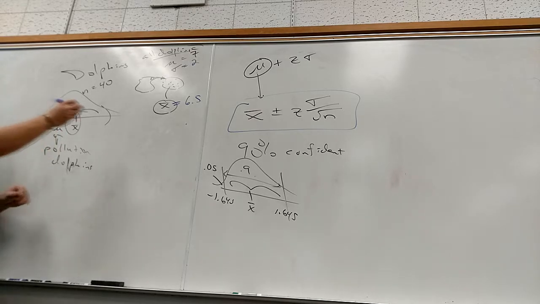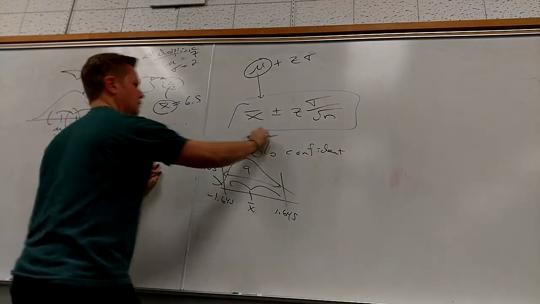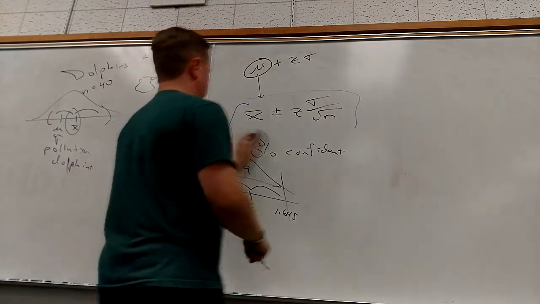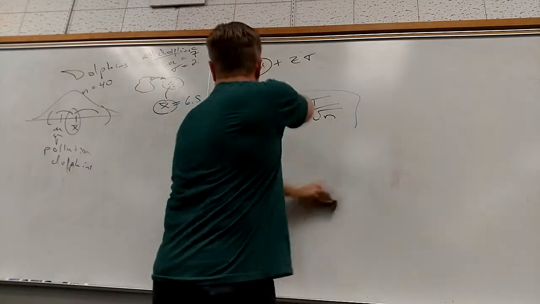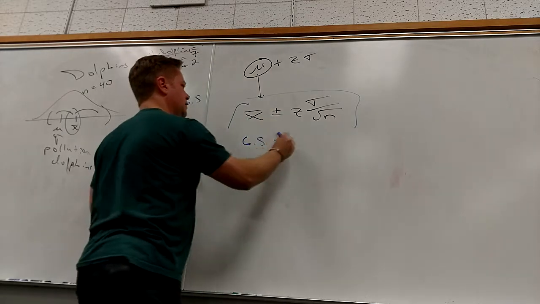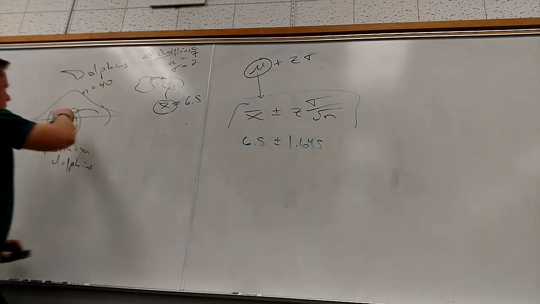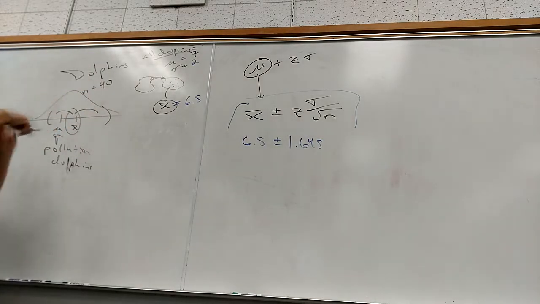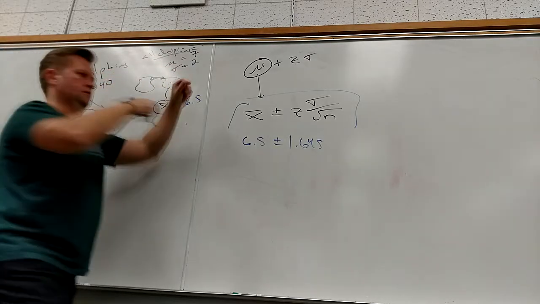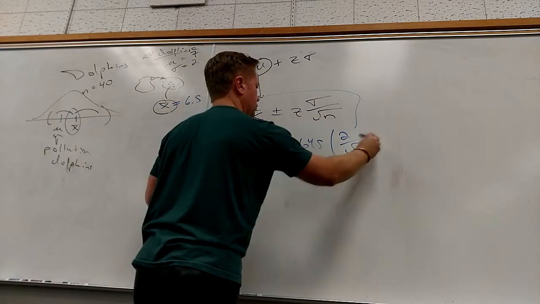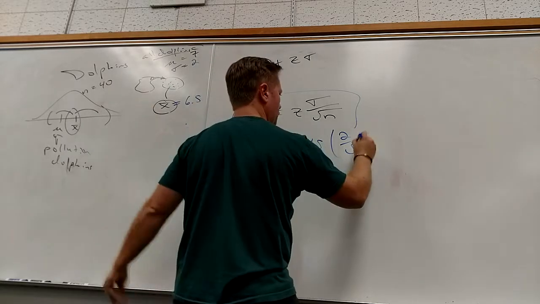So what do we know? We know X bar, right? What's X bar? 6.5. We know Z, we just figured that out. So I want to go up and down 1.645 steps, and how big is each step going to be? You have to be careful. What's sigma? 2, and then divided by square root of what? 40, beautiful.